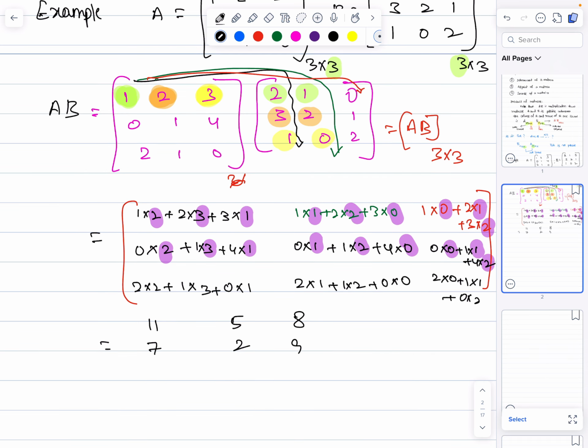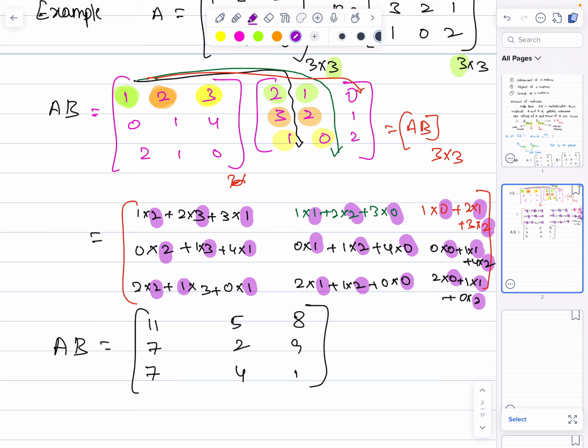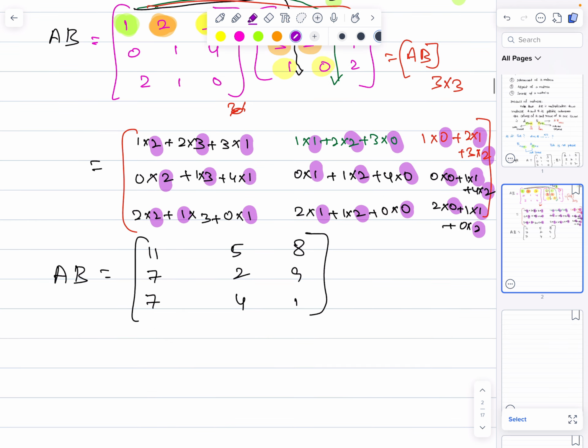So, the next one is 4 5 4 3 7, and the next one is 2 2 4, and the next one is only 1. This is your AB matrix. You can observe again, all these are falling one below the other, all this column actually were. Okay, this is how you do the multiplication of two matrices.